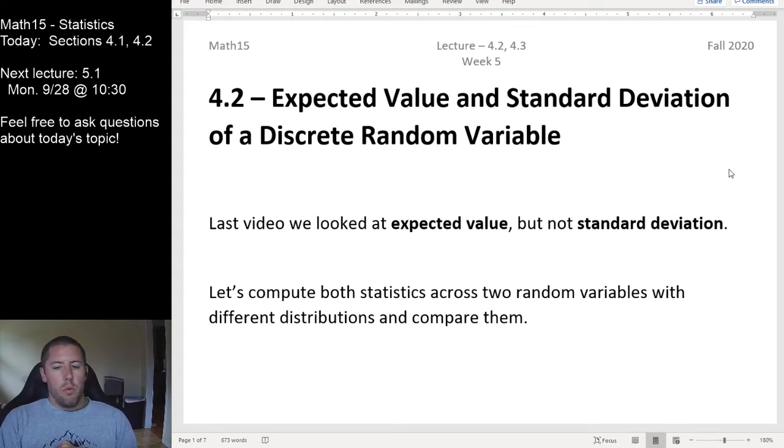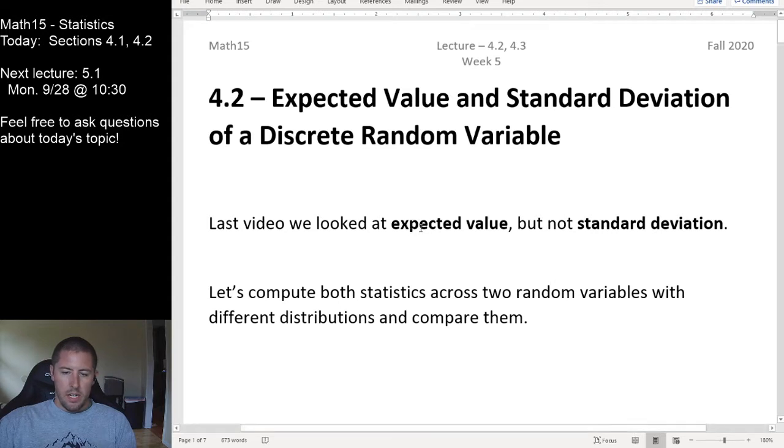So last video, we did look at expected value computations, but we did not look at standard deviation computations. Fortunately, the standard deviation computation is very similar to our previous standard deviation computations. It's really sort of like a combination of how we did standard deviation before with how we've done expected value here. So let's just go ahead and look at an example of this. This isn't too terribly exciting. I'm more excited about the section 4.3 stuff here today.